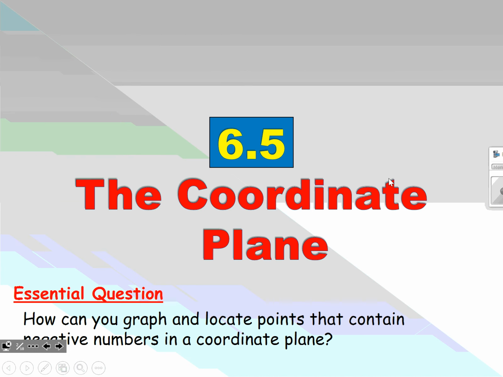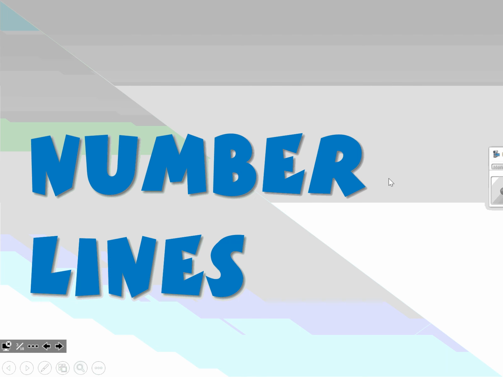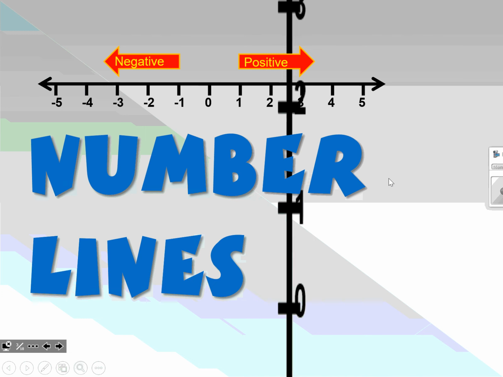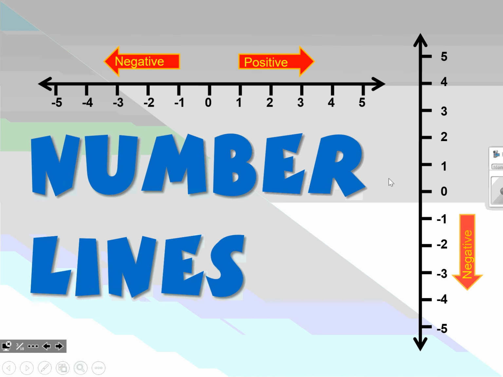Again, today's notes is all about 6.5, the coordinate plane. What we've learned before are number lines. We know that there are horizontal number lines in which to the left of 0, the numbers are negative. To the right, the numbers are positive. Now you also know about vertical number lines. That's when the negative numbers go down from 0 and go up when they're positive.